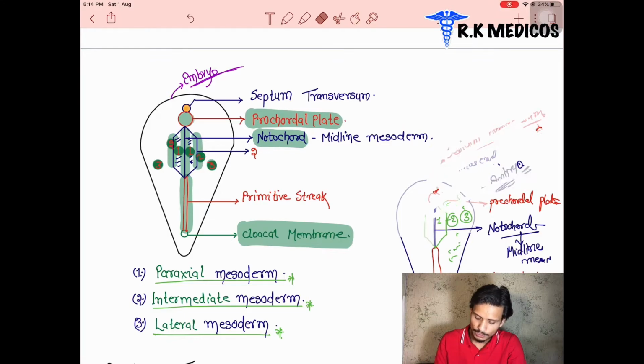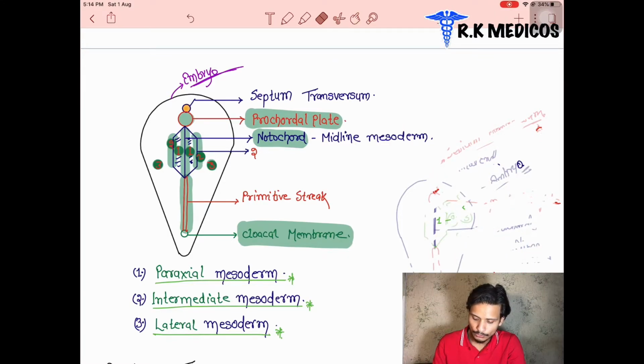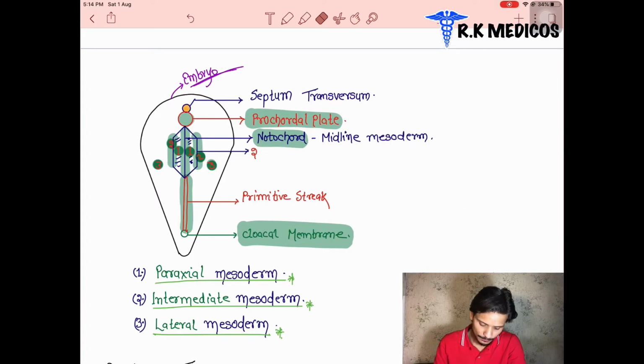And septum transversum is developing from the prechordal plate. So it's also a very important structure. They are going to develop many structures in our body, the septum transversum. So it's important here. What structures are developing from the septum transversum, we will see in a minute. Wait a minute.